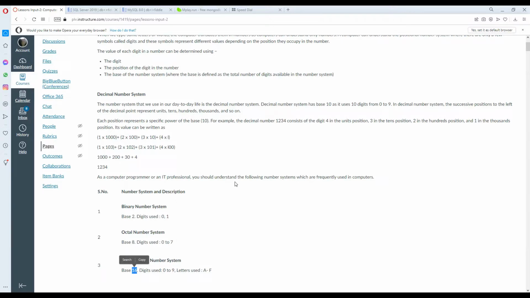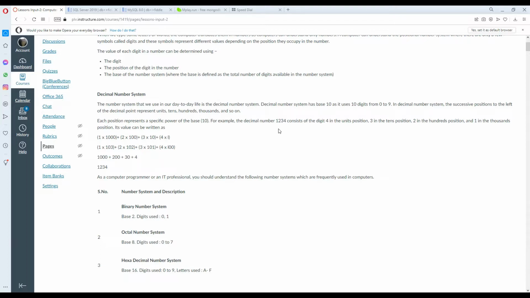Decimal number system. The number system that we use in our day-to-day life is called the decimal number system. It has a base of 10 as it uses 10 digits from 0 to 9, and the successive positions to the left of the decimal point represent units, tens, hundreds, thousands, and so on. Each position represents a specific power of the base 10.